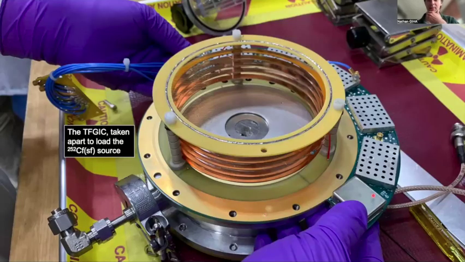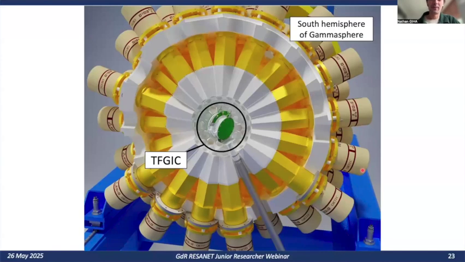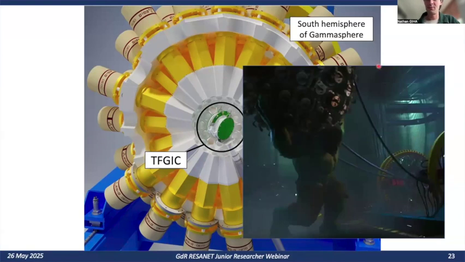And so I have a little bit of show and tell. This is our ionization chamber that was taken apart to load the californium source. You can see some small tears in the carbon backing. Thankfully, they're far away from the source spot, but yes, we were worried about that in case you were wondering. Here's a model of the ionization chamber inside of Gammasphere with only one side closed.